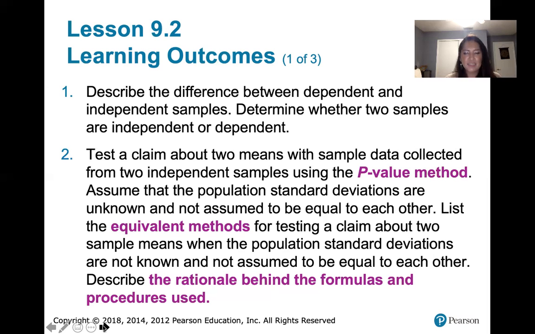We also list and describe the equivalent methods for testing a claim about two sample means in the case when the population standard deviations are not known and not assumed to be equal to each other. We talk about why those are equivalent, and why you always get the same results. And then at the end of the video, we outline that p-value method, and we use it in an example problem to test a claim about two means when we've got sample data collected from two independent samples.